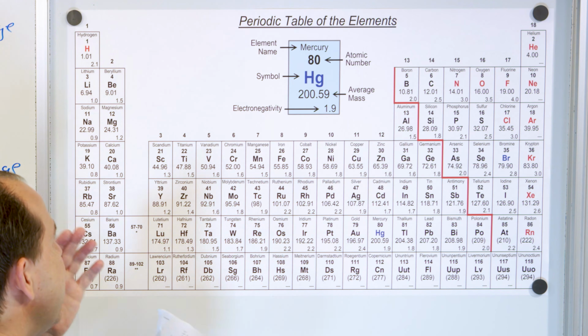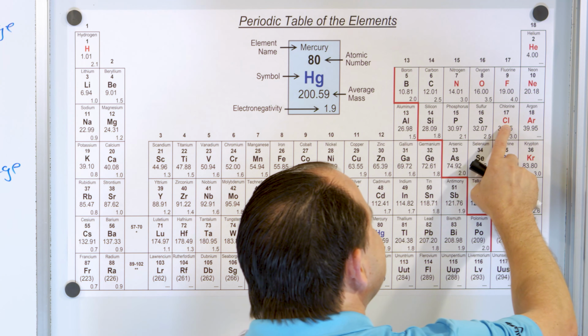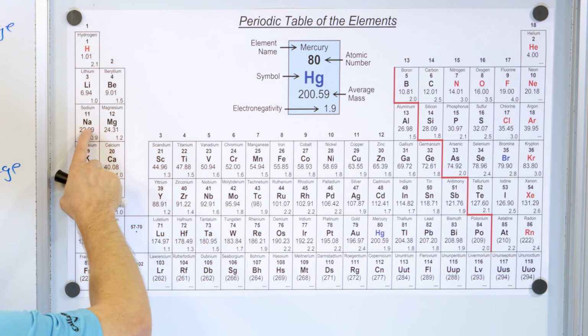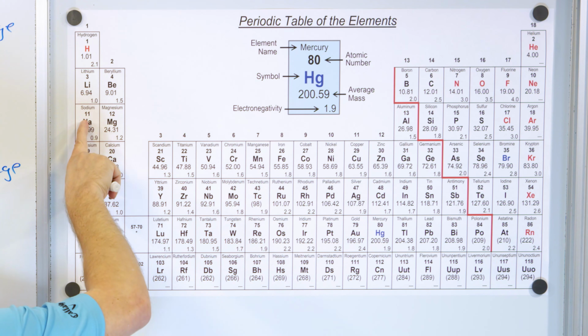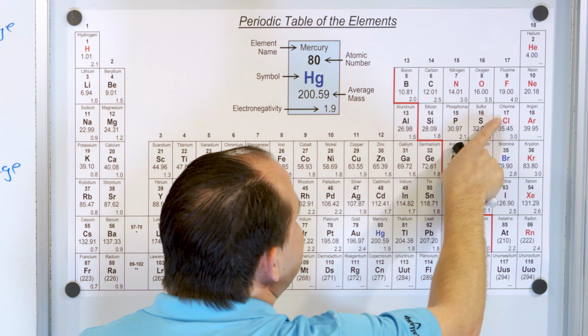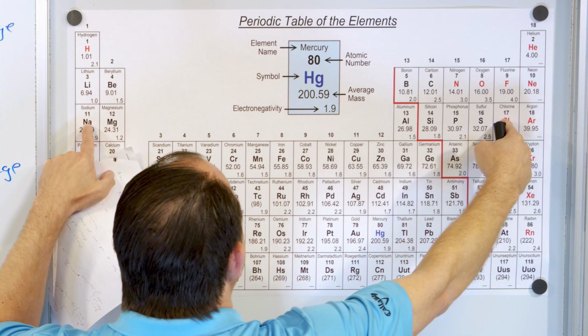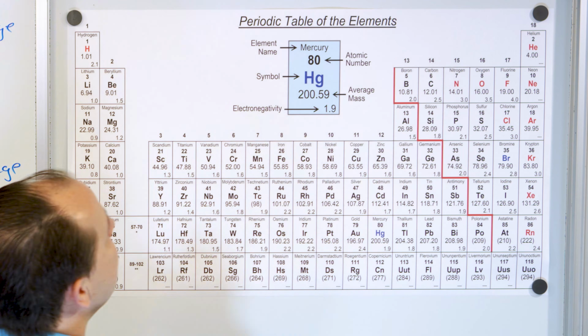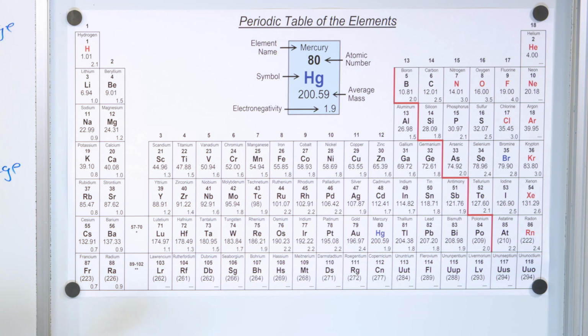Notice that if this chlorine really wants to gain an electron, and this sodium really wants to lose an electron, then what's going to happen is the electron is going to be transferred from here to here. And then once the transfer happens, we have the ions, and then they stick together. And that's called an ionic bond.